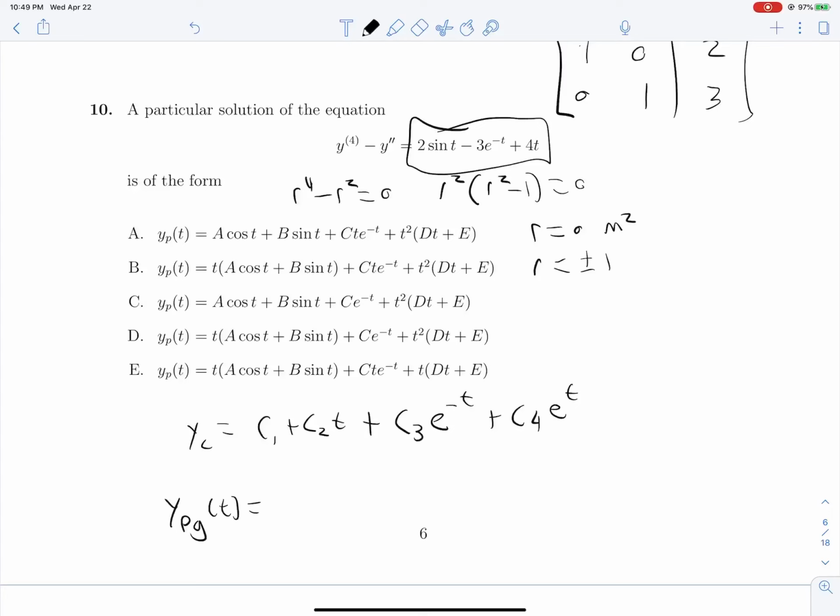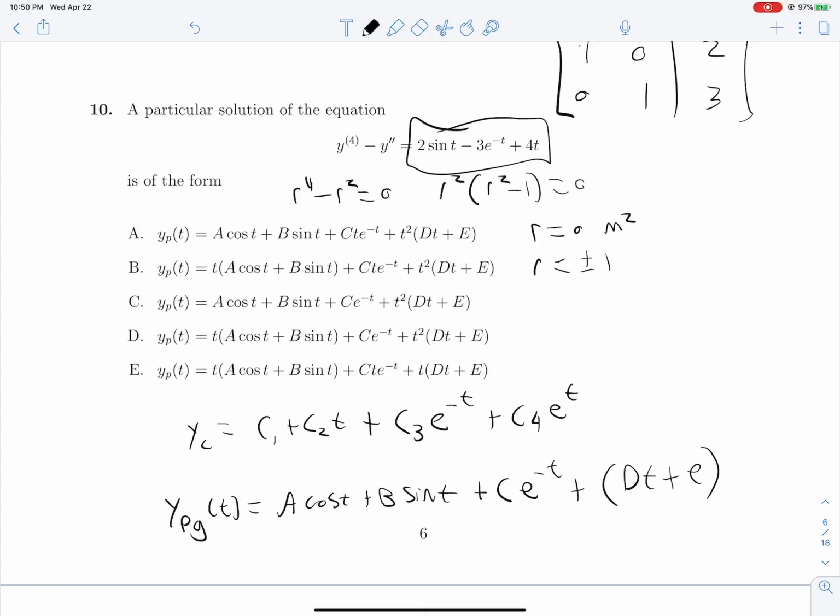Well, in a perfect world, it would be a cosine t plus b sine t. Remember, sine and cosine always have to come together when we're guessing like this, plus c e to the negative t plus, and then we have to decompose this 4t into some constant times t plus some constant, so that's d t plus e. Okay, awesome. We have some issues to deal with, though.